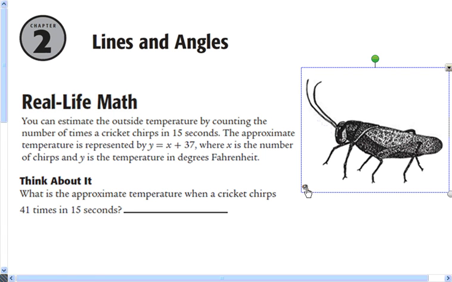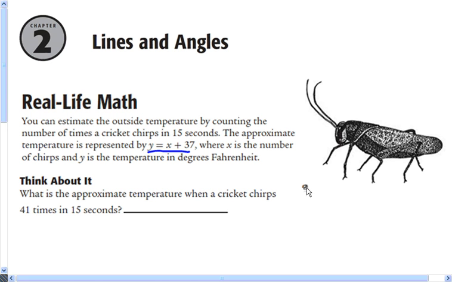This first problem is about a cricket chirping. It turns out you can actually tell the temperature by how many times a cricket is chirping, and given by this formula right here, where y is the temperature in Fahrenheit, and x is the number of chirps. So think about it. What is the approximate temperature when a cricket chirps 41 times in 15 seconds? Now, x is the number of chirps recorded in 15 seconds. So in this case, 41 is x.